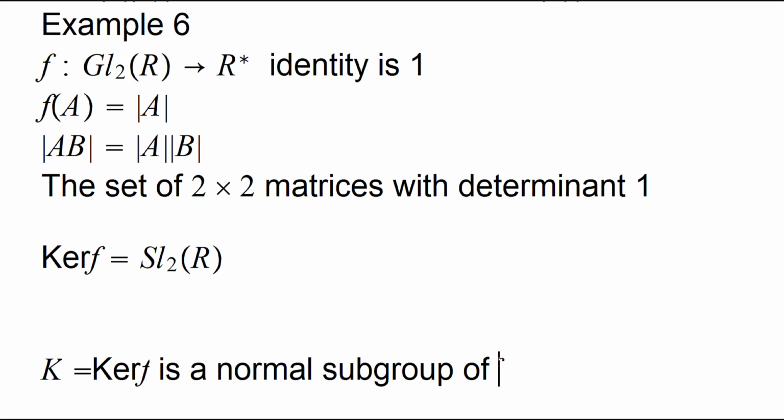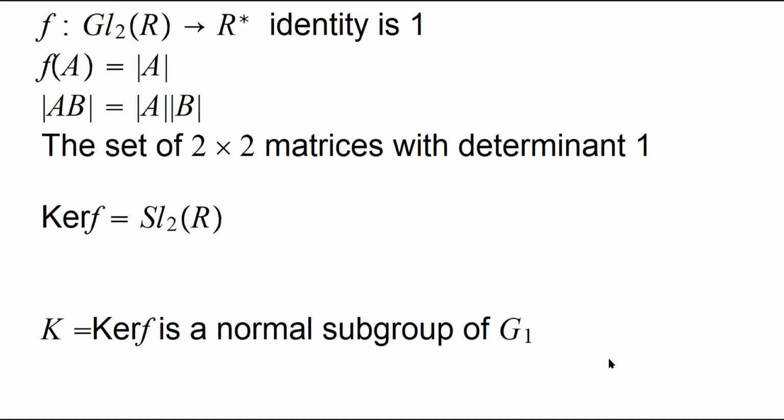Of G1, right? Where F is a homomorphism between G1 and G2. I'm writing it again because it doesn't hurt to just keep things as clear as possible. So let's see what we get out of it. Okay, so we got this here.